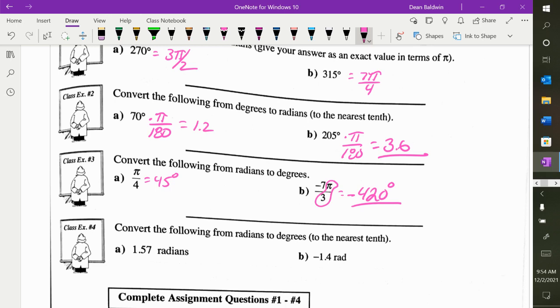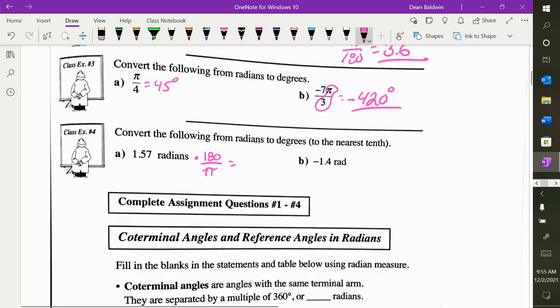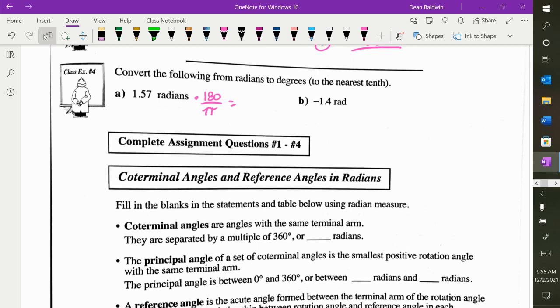All right. Convert the following radians to degrees. 1.57 rads. I want it in degrees. Obviously, when it's decimals, it's hard to know what the common ones are. So if you're going from rads to degrees, multiply by 180 over pi. 1.57 times 180, divide by pi. What is the answer? It's 90. If you round to the nearest tenth, it should be 90, because you get 89.9 something.